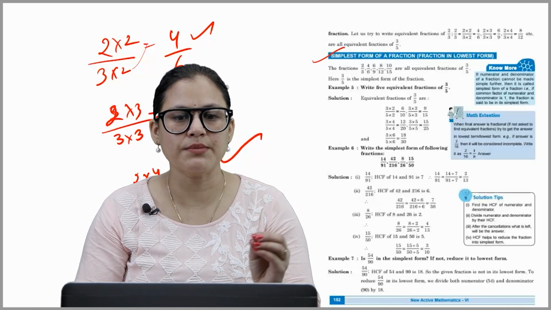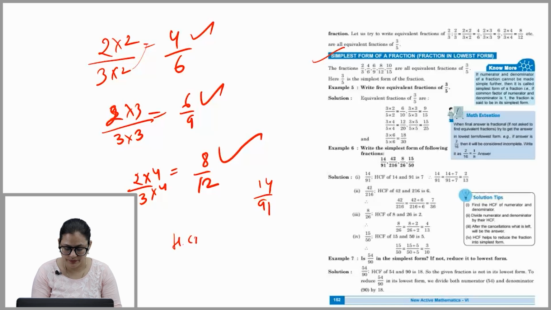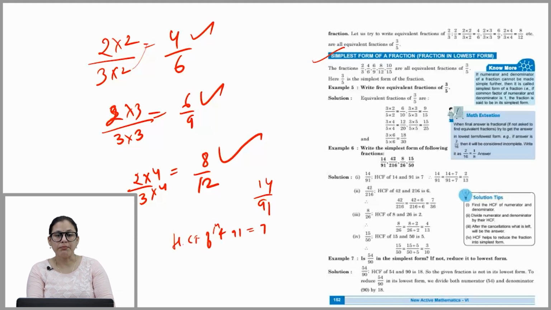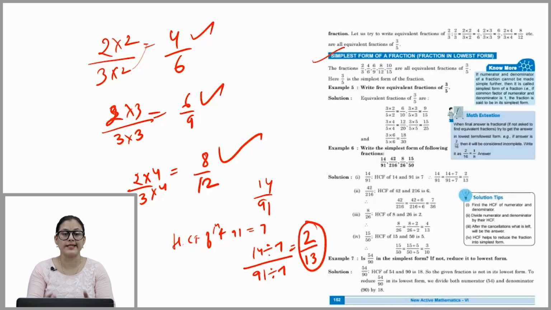Example 6, write the simplest form of the following fractions. Okay, first you have this fraction 14 by 91. So first we will find out the HCF of 14 and 91. Okay, so HCF of 14 and 91 is 7. That means we will divide 14 by 7 and 91 also by 7. So what will we get? 2 by 13. So 2 by 13 is the simplest form of 14 by 91.